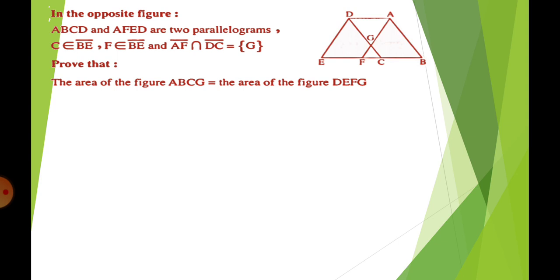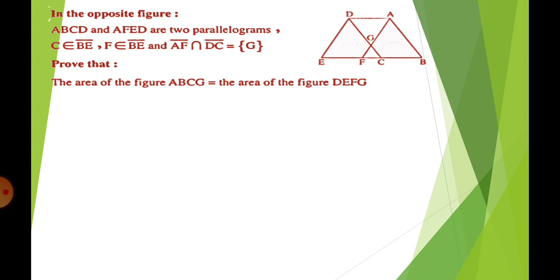Look at the triangle ADG. This triangle belongs to the two parallelograms. If we subtract the area of ADG, then the area of ABCG equals the area of DEFG.